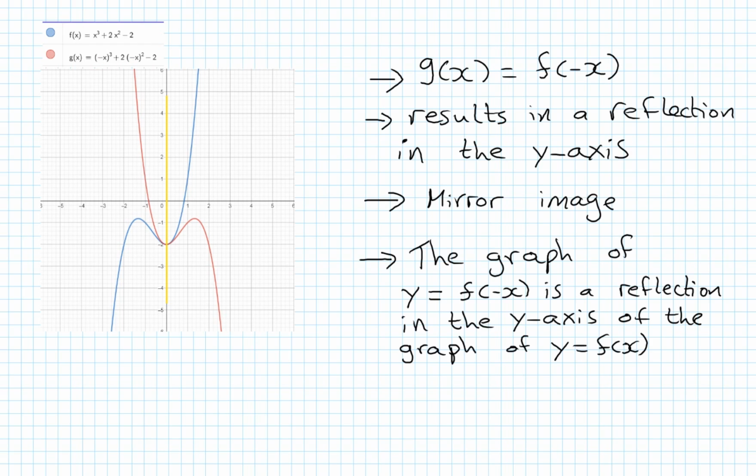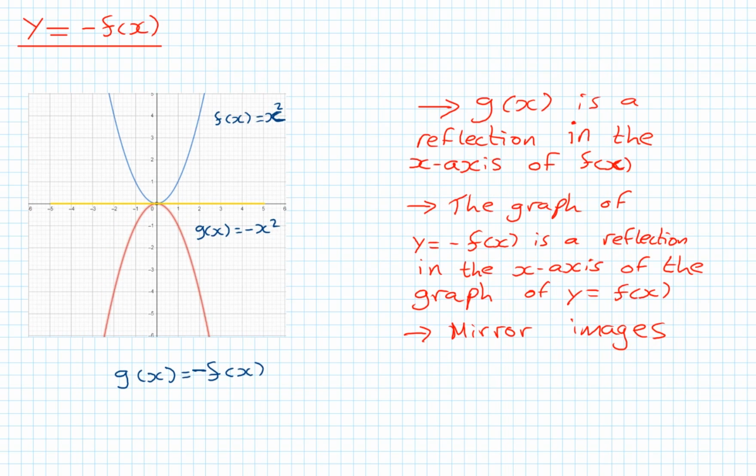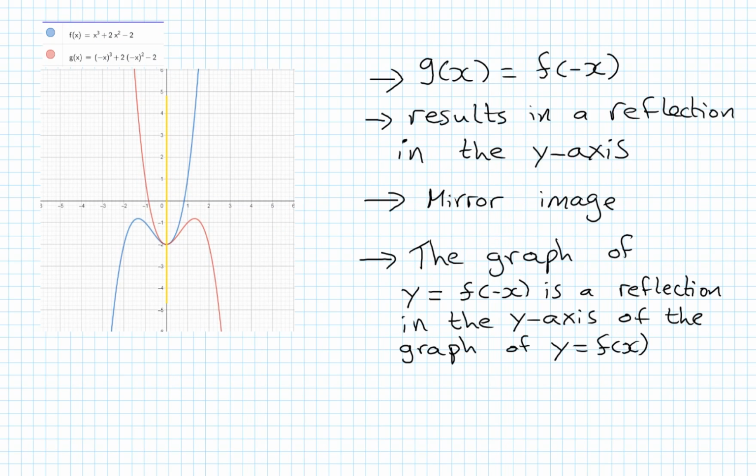And it results in a reflection in the y-axis. Again, we have another mirror image, and we see the graph of y equals f of minus x is a reflection in the y-axis of the graph of y equals f of x. So very similar to this, except we have a negative outside the function, whereas in here the negative is actually part of what we input. So that's a key difference. So we'll just move on to the very last one.